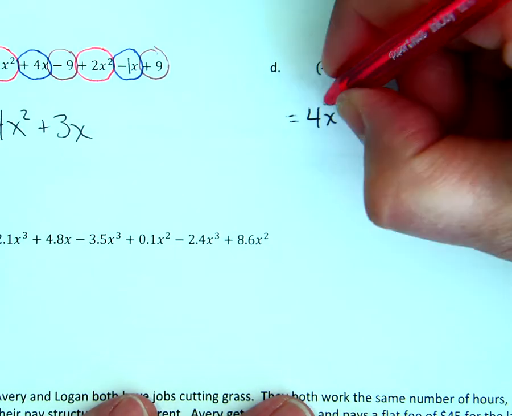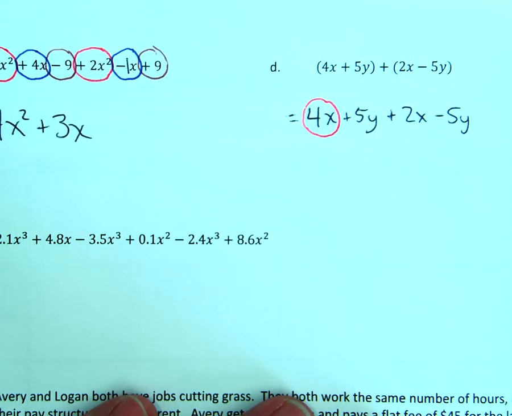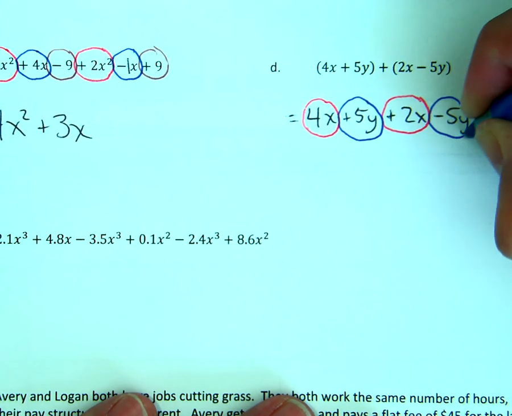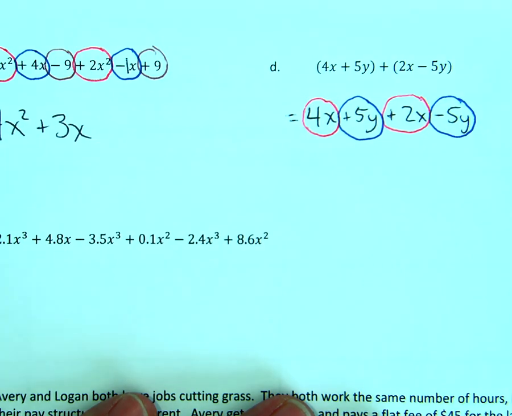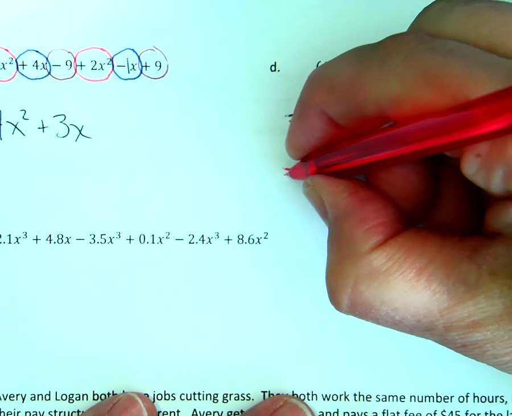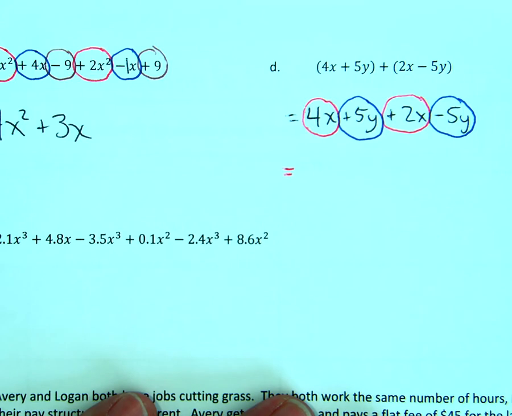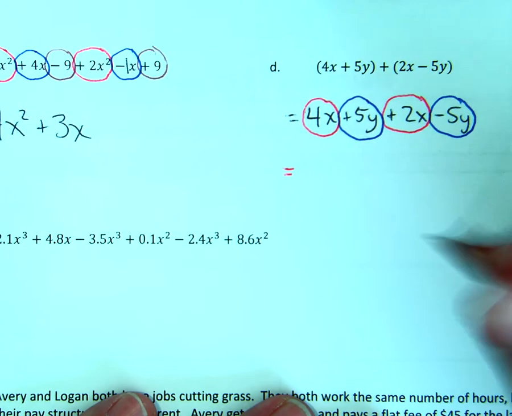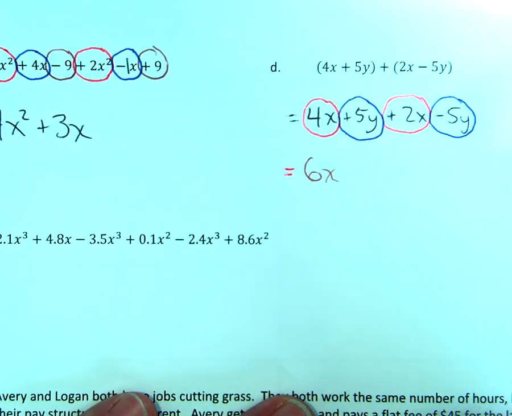Then I go to find like terms. So here's the 4x. The other thing with an x is positive 2x. So I'll circle the positive with it, or the plus. And then I do the y's. So 5y and negative 5y, so they're like each other. So this is going to give me 4x plus 2x, so that gives me 6x.